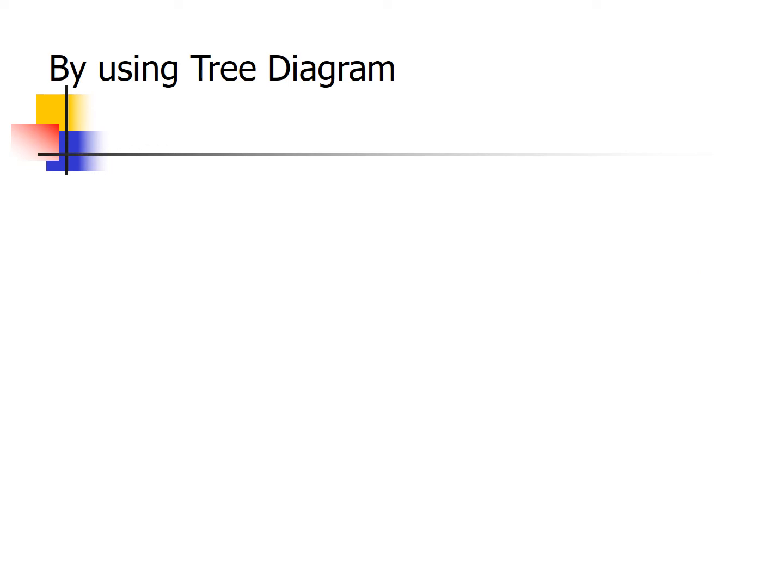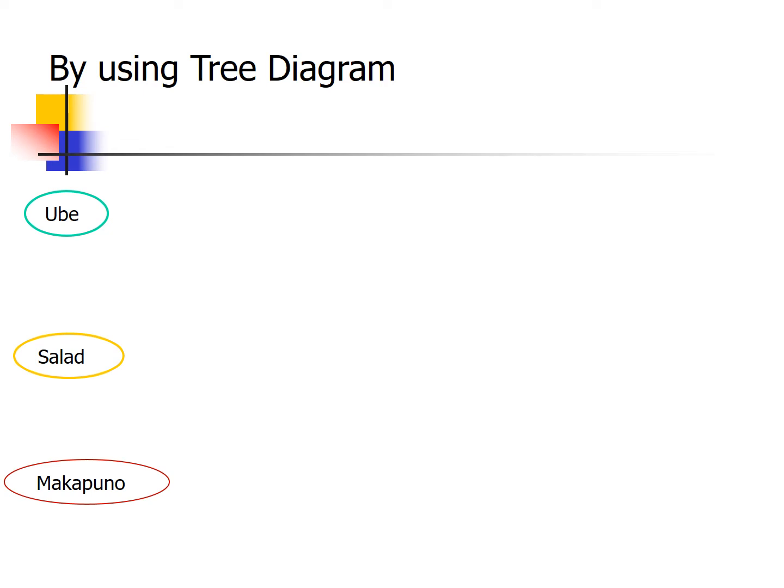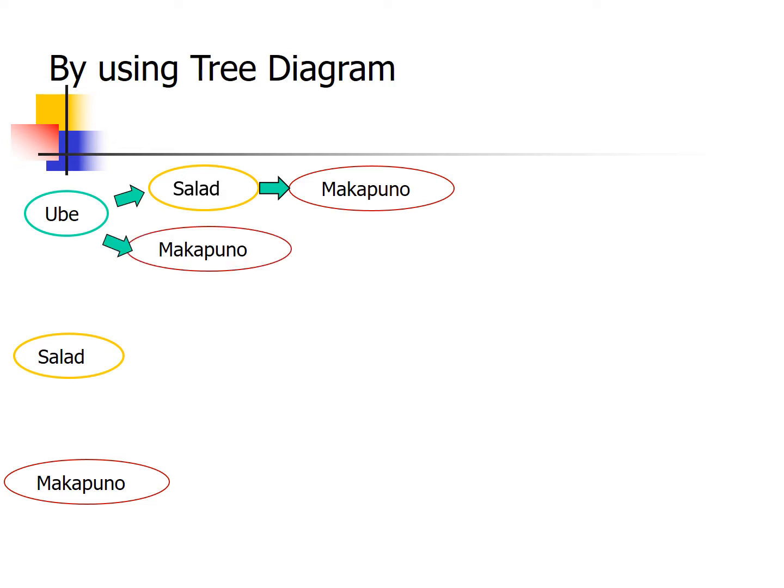Take note, we have 3 delicacies: ube, salad, makapuno. Let me start with ube. So, I want to serve ube. What comes next after ube? It can be salad, then followed by makapuno. Or I can reverse it: ube, makapuno, salad. Okay, so I already have two sets of order.